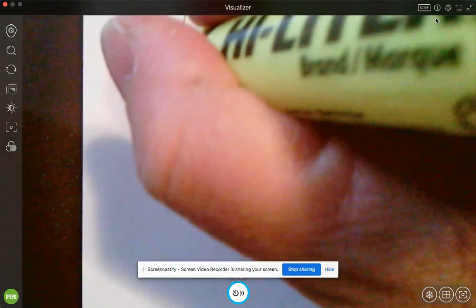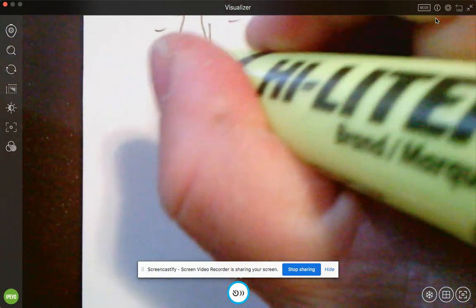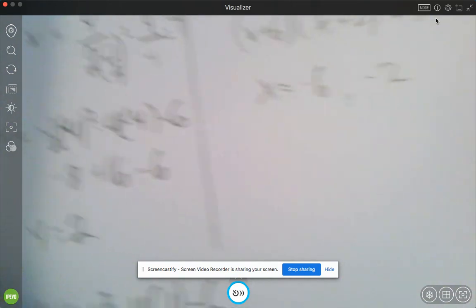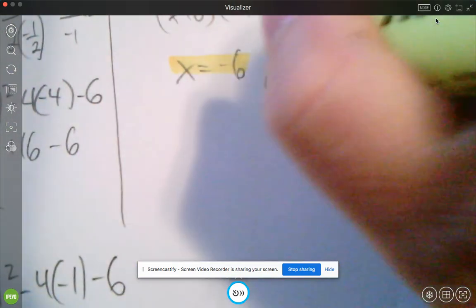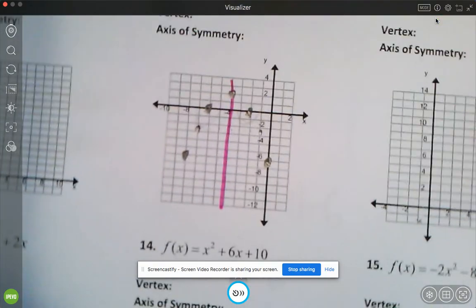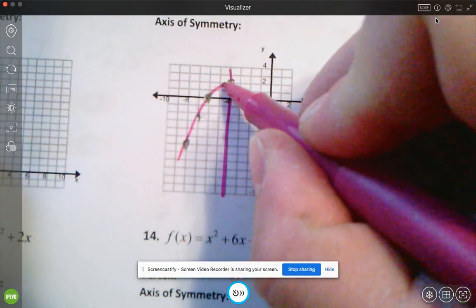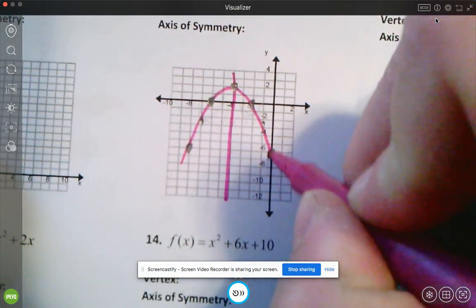My x-intercepts, remember back in the beginning of the year, are when y is equal to 0. My x-intercepts, those are my solutions. When I factored it, it was the same thing. Okay. Connect my dots to make my smooth curve. It's a wider parabola facing down, like so.